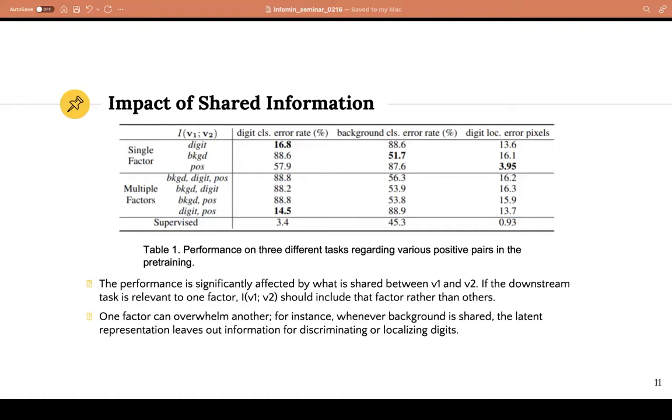And for the multiple factors scenario, we can see that sometimes one factor can overwhelm other. For example, whenever background is shared, the latent representation will leave out information for discriminating or localizing the digits. Once the background is shared, you always get a very poor performance.